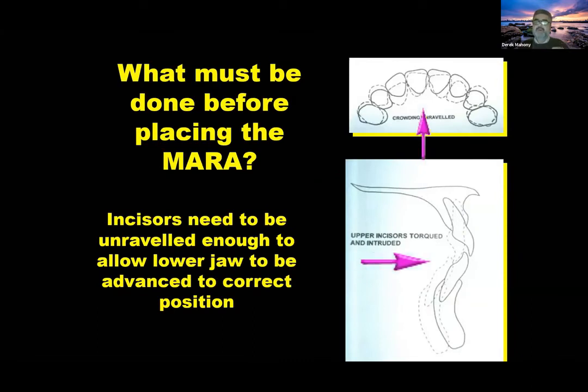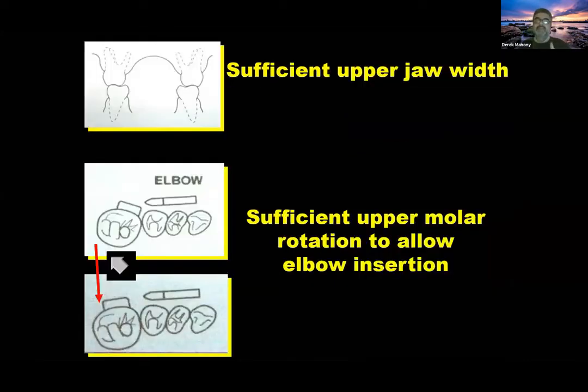Remember, I don't just put a MARA in. I've already developed my upper arch. If it was a Div 2, I would have put 4 brackets and corrected the Div 2. So I use 3 things: upper arch development, upright lower molars with torque, try and get a good interincisal angle so I can then bring the jaw forward.